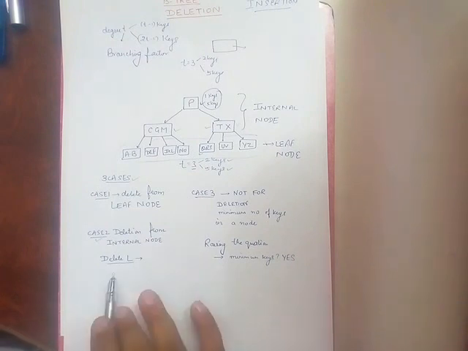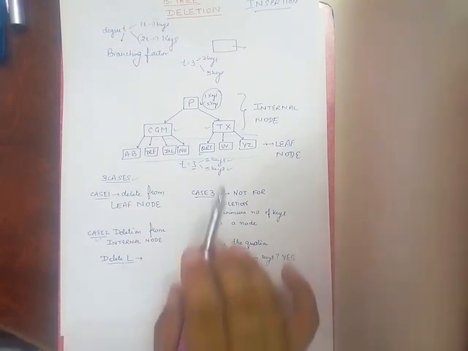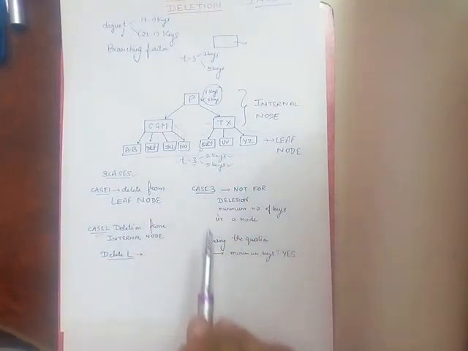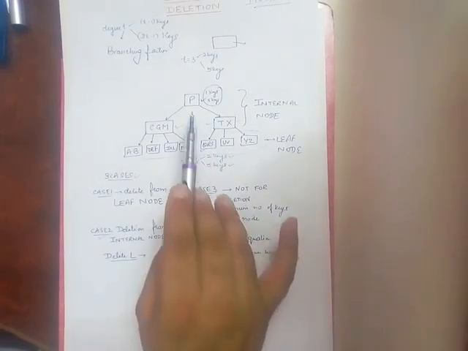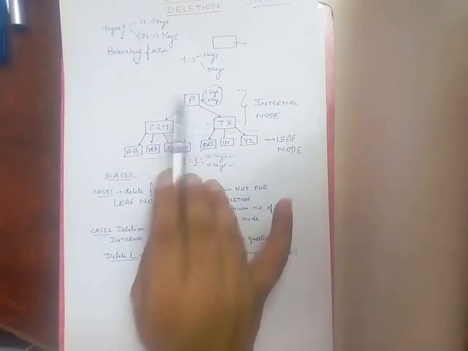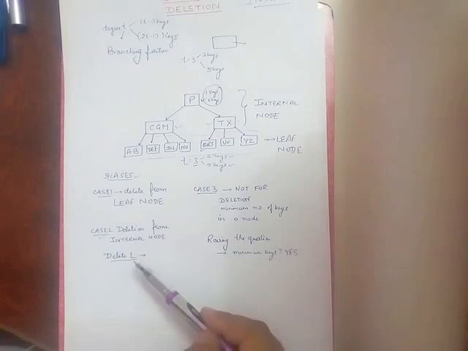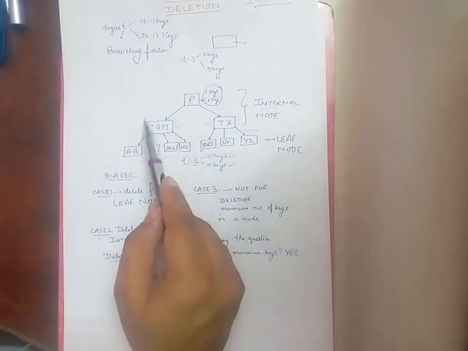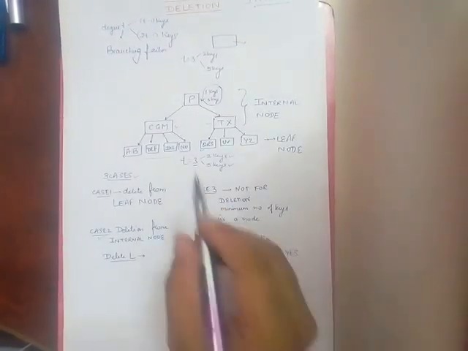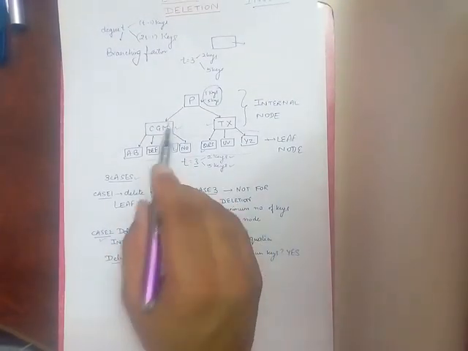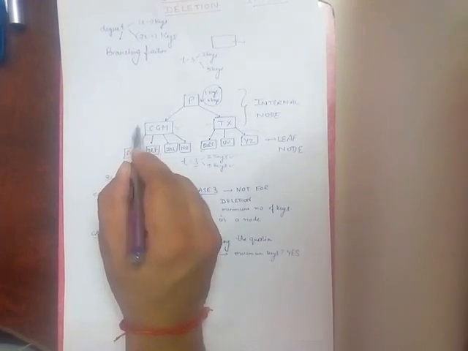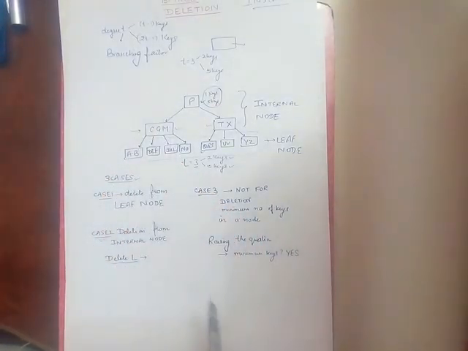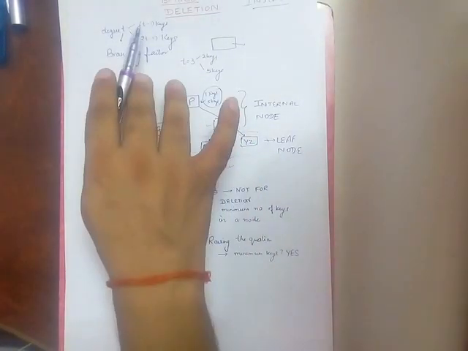for example, in this figure we are going to delete L, so we start from the root node. We see the root has more than the minimum number of keys, it's okay. Then we see that L is smaller than P, hence we move to the left child of P. When we move to the left child of P, we raise the question here: does this node have the minimum number of keys, that is T minus 1 keys?